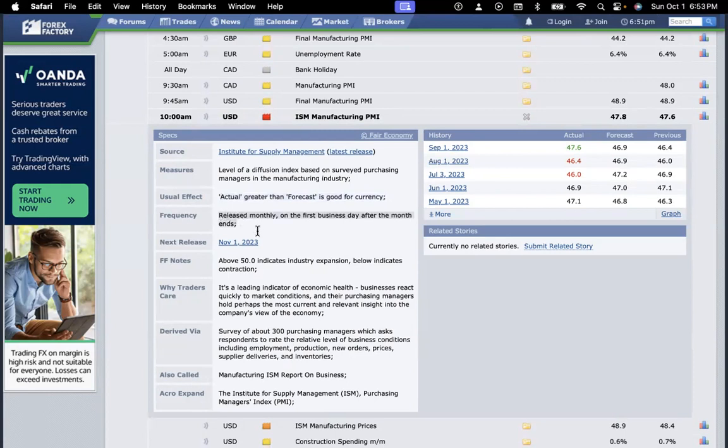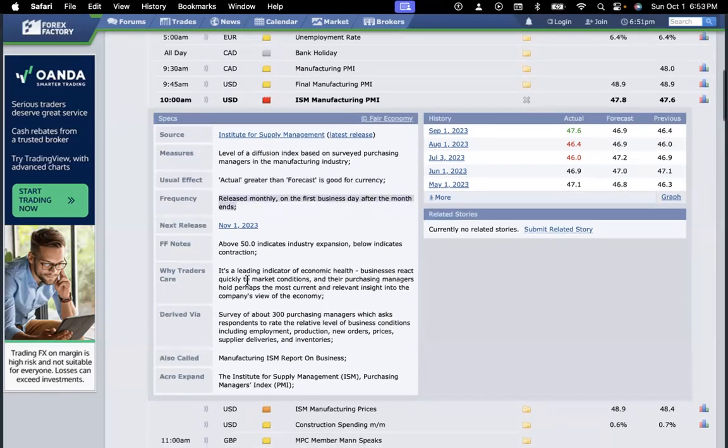It tells you this report is released monthly on the first business day after the month ends. And I love this part here: why do I care? Why do you care? It's a leading indicator of economic health. Businesses react quickly to market conditions, and their purchasing managers hold perhaps the most current and relevant insight into the company's view of the economy. So if the forecast is low, for example, they're like, oh, I think the economy is going down. But then it says the economy is actually going up. Of course, people are going to be buying because they're like, oh, it's not as bad as I thought. Let me get in for this buy. I'm not losing money on this.